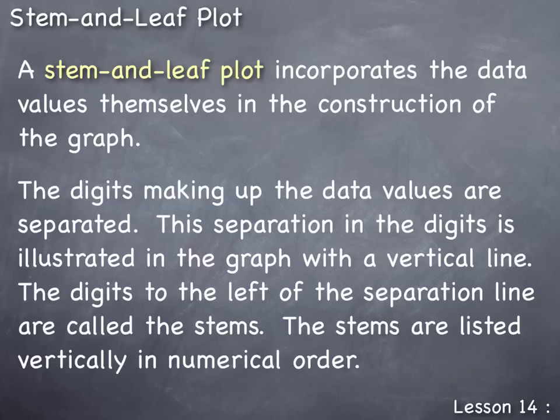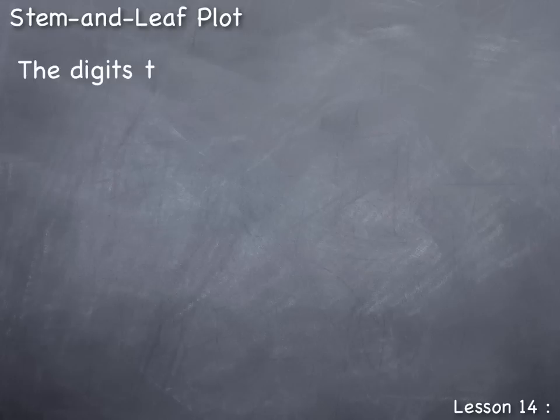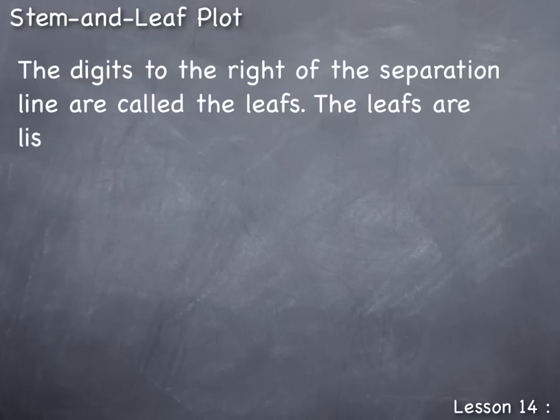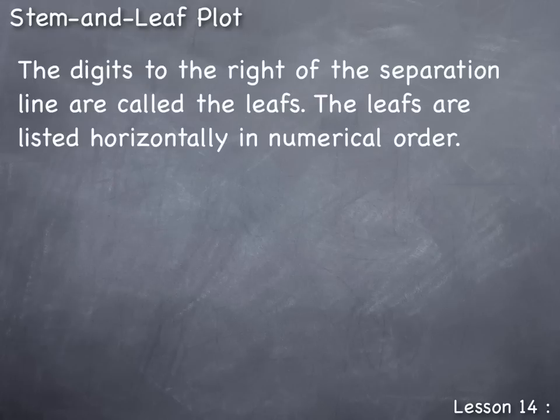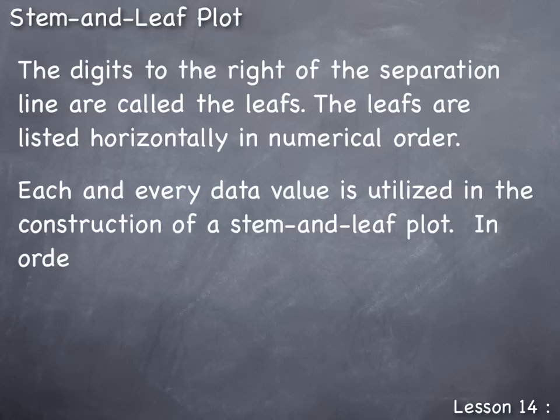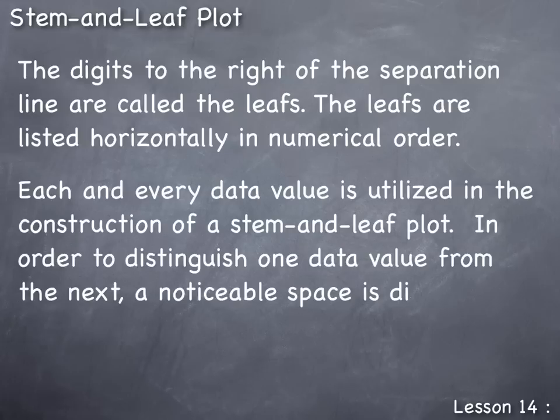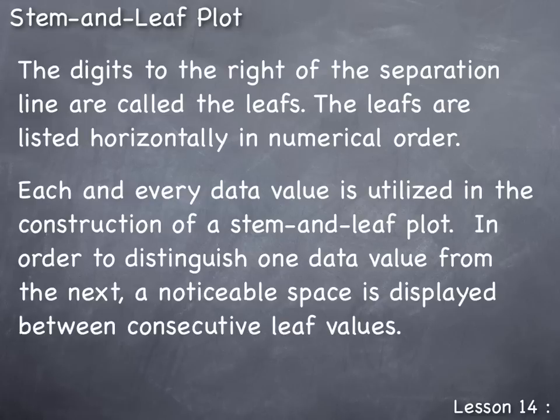The digits to the left of the separation line are called the stems. The stems are listed vertically in numerical order. The digits to the right of the separation line are called the leaves. The leaves are listed horizontally in numerical order. Each and every data value is utilized in the construction of the stem and leaf plot. In order to distinguish one data value from the next, a noticeable space is displayed between consecutive leaf values.